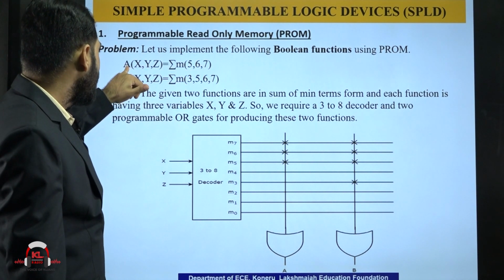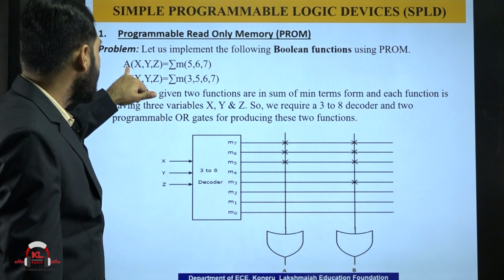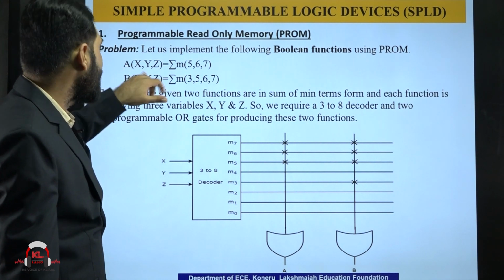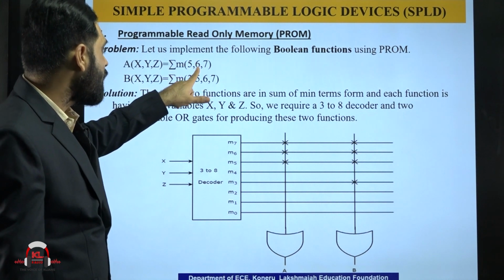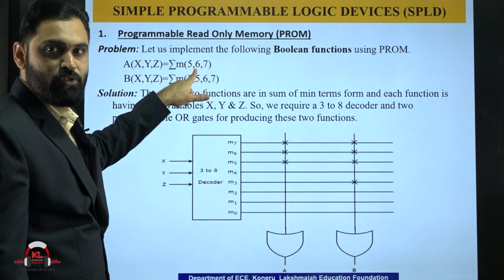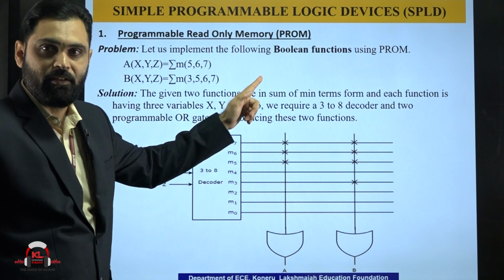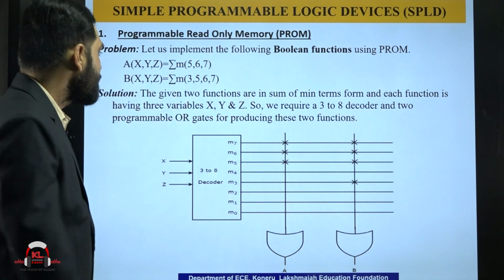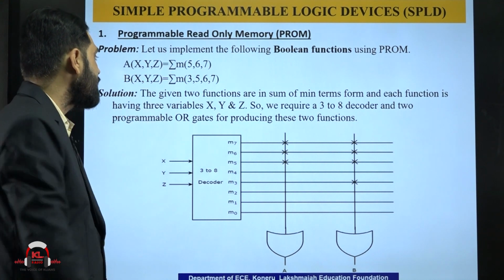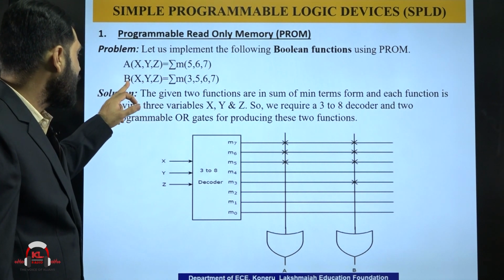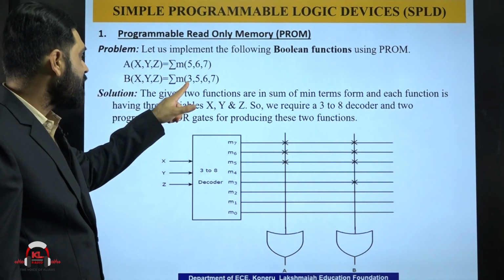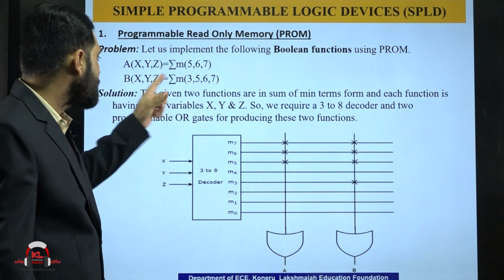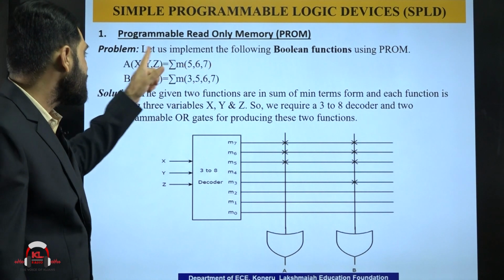The meaning is, whatever A output you are taking, that value will become 1 when inputs 5 or 6 or 7 are applied. For those cases your output should be 1. And similarly B of x, y, z. B output will become 1 when inputs are either 3 or 5 or 6 or 7. For these inputs B is 1. For these inputs A is 1.